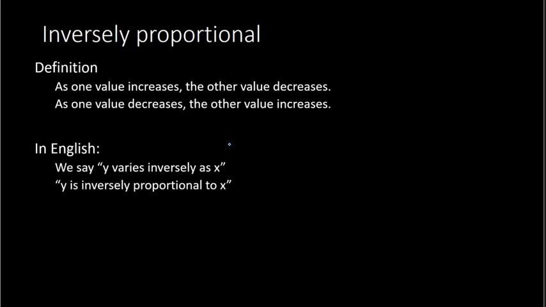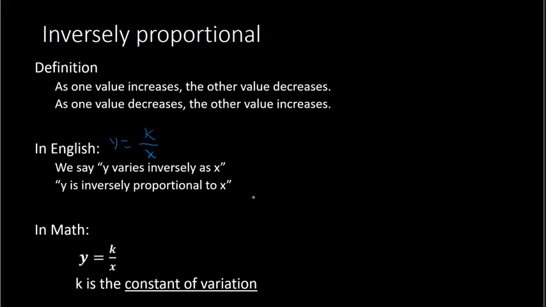Now to convert this into math notation, we see the letter y, so we write the letter y equals, and then we have our constant, which is going to be the letter k. And like we said in the previous slide, with inverse variation, instead of multiplying like we do with direct variation, we will divide the constant by something. And in this case, we're dividing by x because it's inversely proportional to x. So my equation would look like y equals k divided by x, where k is the constant of variation. That is some number.